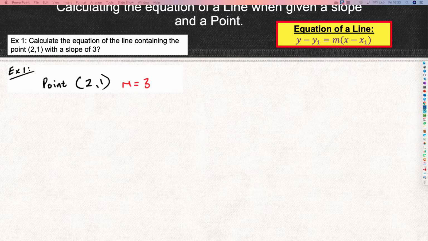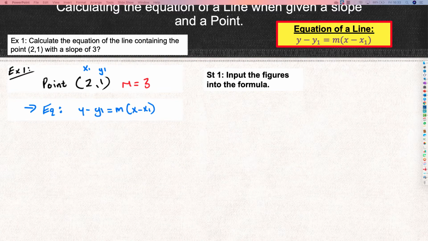First things first, how do I label my point there? x1, y1, exactly. The point 2, 1 is labelled x1, y1. And then all I'm going to do is simply input it straight into my formula. My formula is y minus y1 equals m times x minus x1. So that is y minus 1 is equal to m, which is 3, times x minus 2.